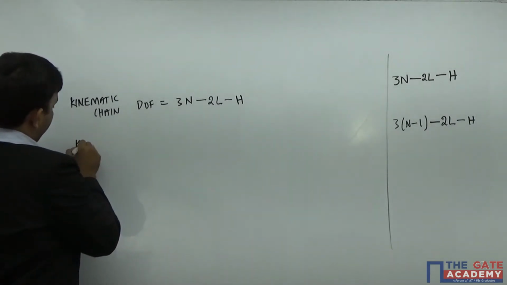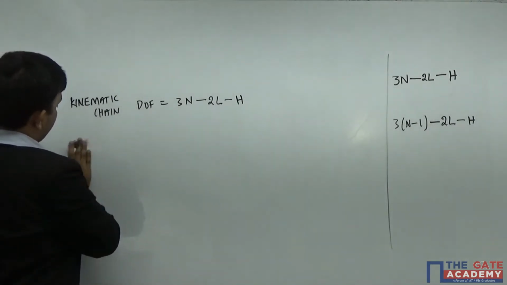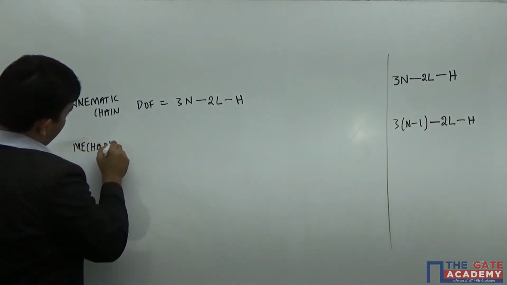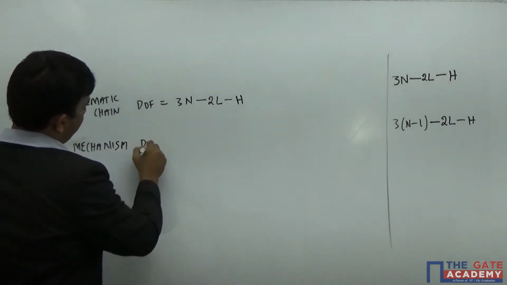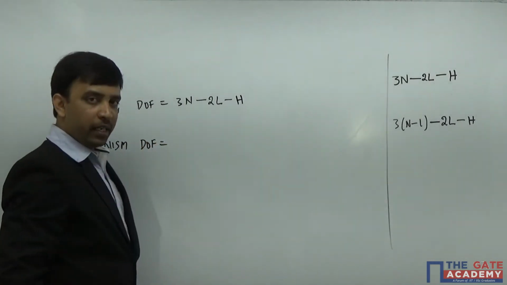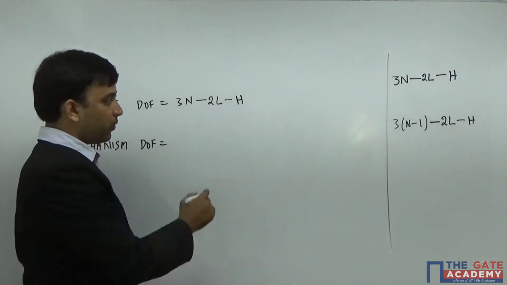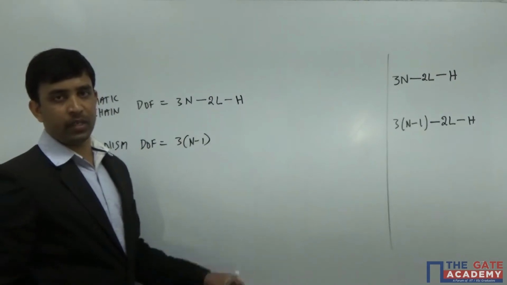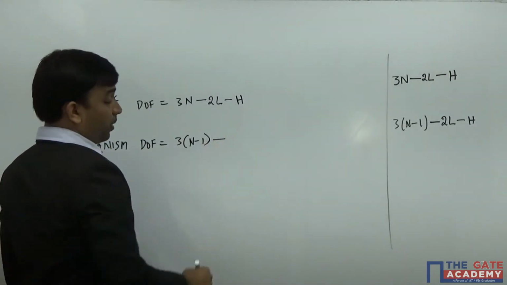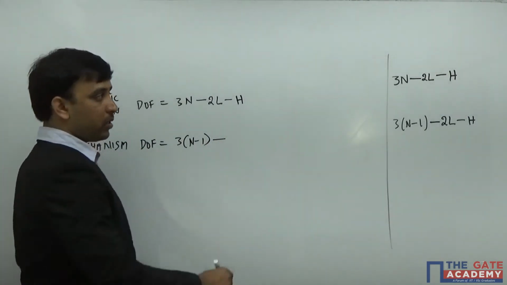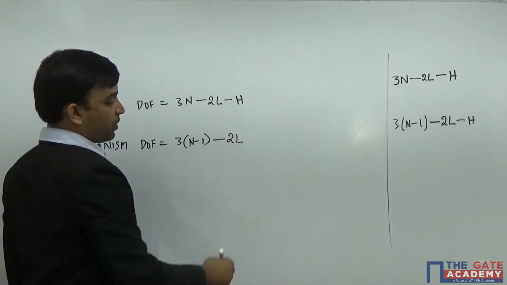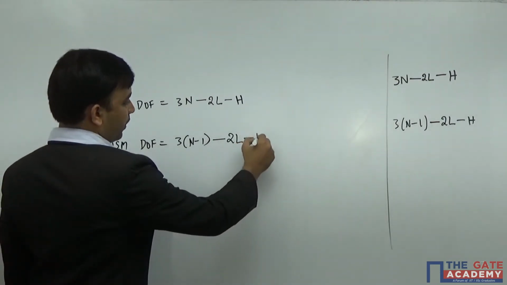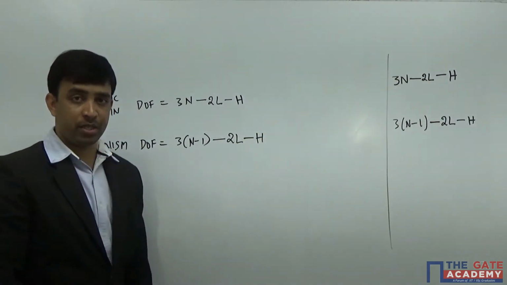Now see here, degrees of freedom for a mechanism. If there are n links in a mechanism, 1 link will be fixed. Therefore, I have only n minus 1 moving links, so degrees of freedom will be 3 into (n minus 1). And if there are lower pairs, for each lower pair, degrees of freedom reduces by 2. If there are L number of lower pairs, degrees of freedom reduces by 2L. And for each higher pair, I will lose 1 degree of freedom. If there are h number of higher pairs, degrees of freedom reduces by h.